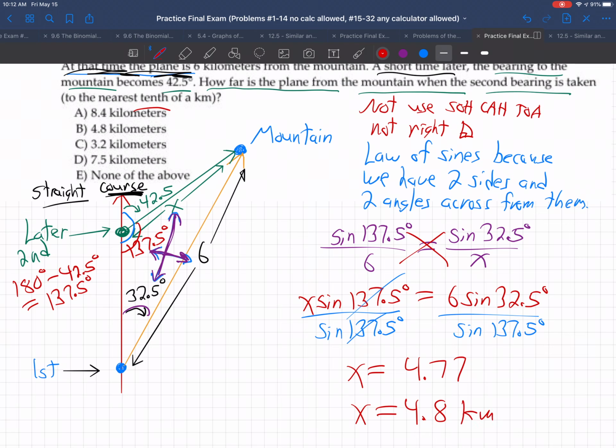All the distances were kilometers. There it is, answer B. 4.8 kilometers. So the plane must be 4.8 kilometers from the mountain. It was 6 kilometers from the mountain back at the first spot. Now it's 4.8. Got a little closer. That fits with our picture. Got a little closer to the mountain as it went on its straight course north. So there we go.